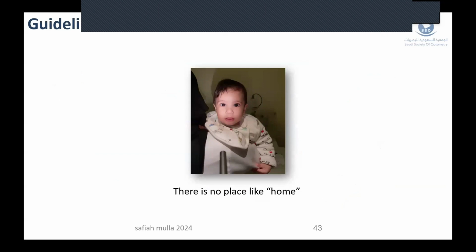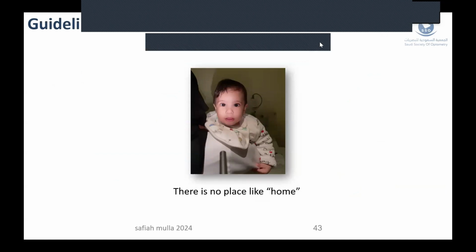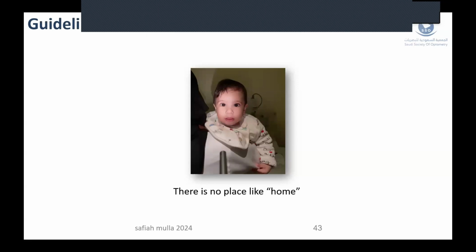There is no place like home. I found it easy to do the retinoscopy or the examination for small kids by having the parents hold them, hug them, and calm them. They will feel safe and comfortable in their parents' laps, and you can do whatever you want. They can give you that beautiful, innocent look while you are doing the examination.